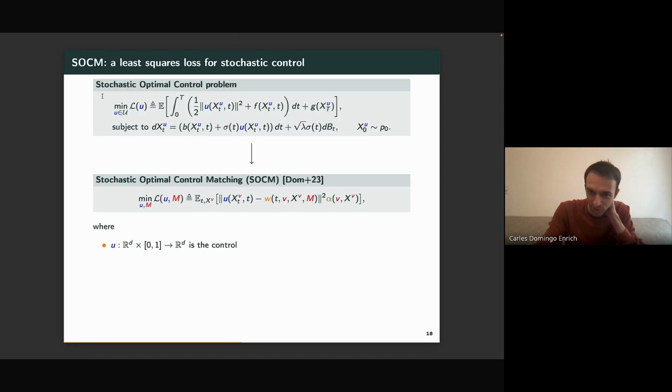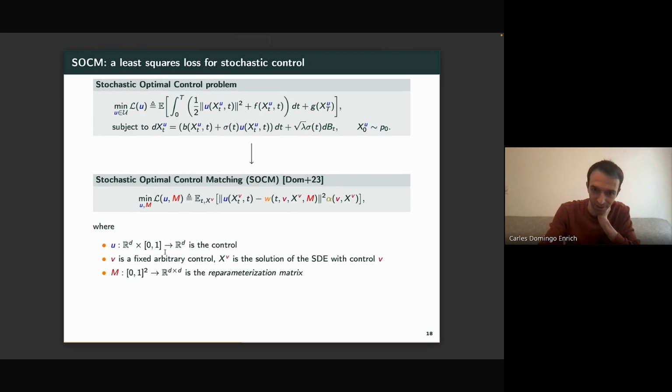Okay, so what is it about? We start from the SOC problem, which is up here. And then we propose this surrogate loss function, which takes this form. The minimization is with respect to two objects. First U, which is the control, and second M, which is this reparameterization matrix, a new object that we introduced, and it's essentially going from two time variables to the space of matrices.